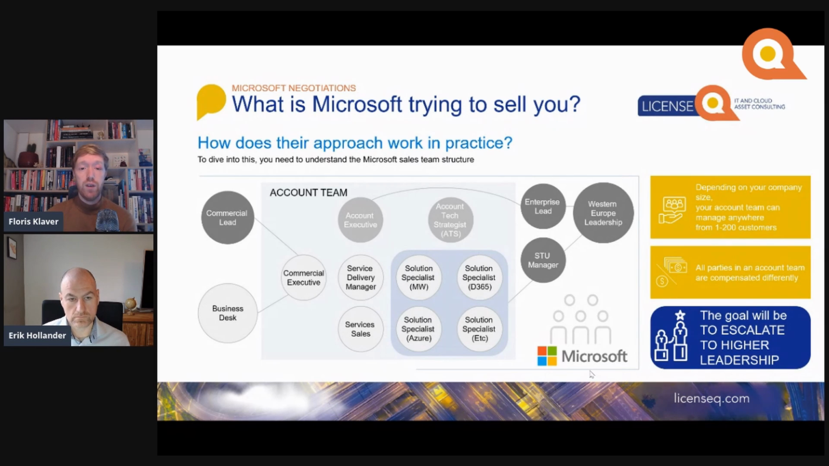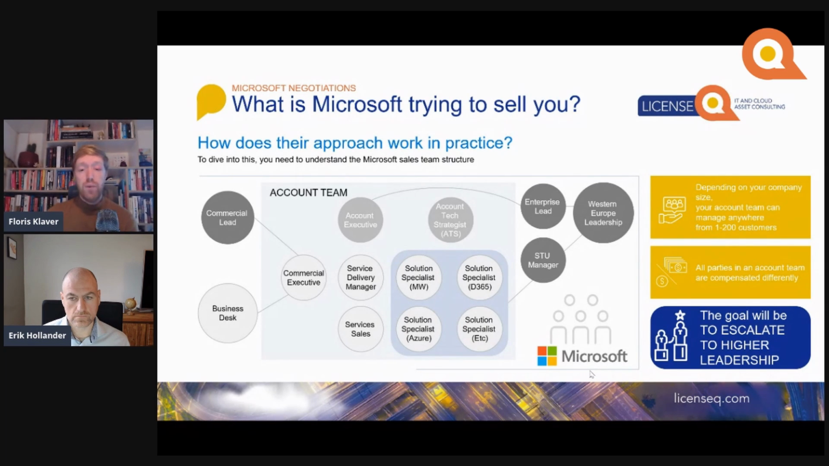The account team usually consists of two main people, the account executive and the account technology strategist. The account executive focuses on the overall relationship and is responsible for the business value aspect. The account technology strategist is the one that helps you and should help you in your rollout, schedule, adoption, etc.